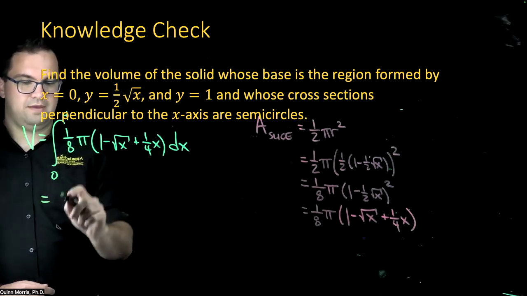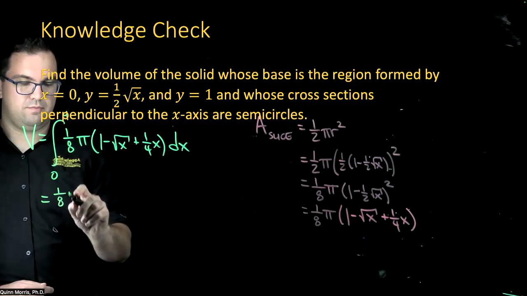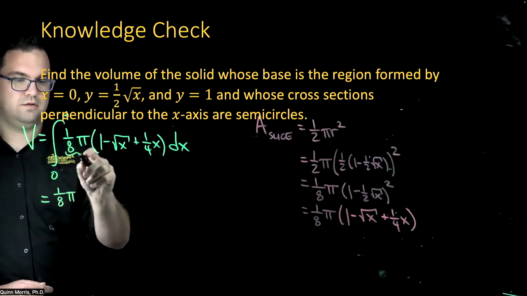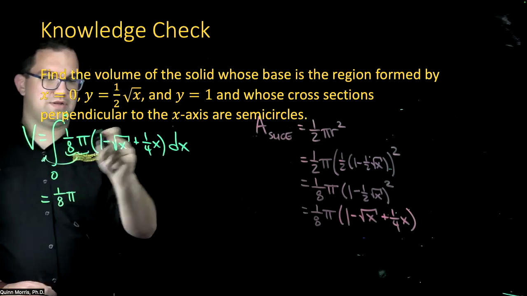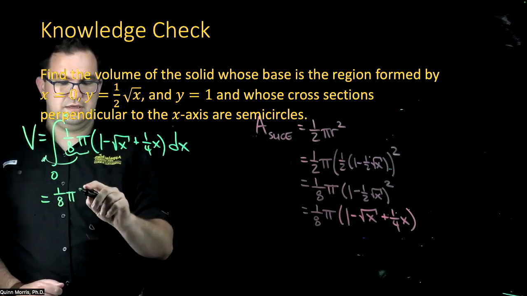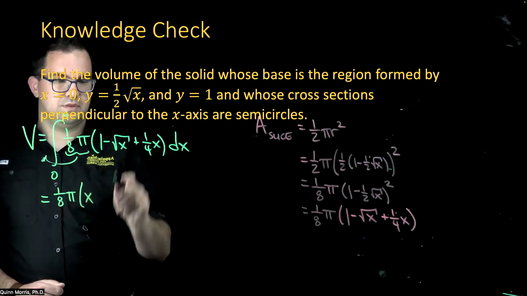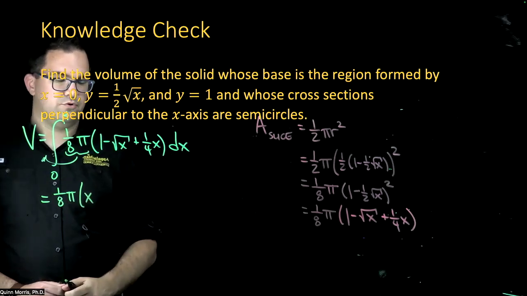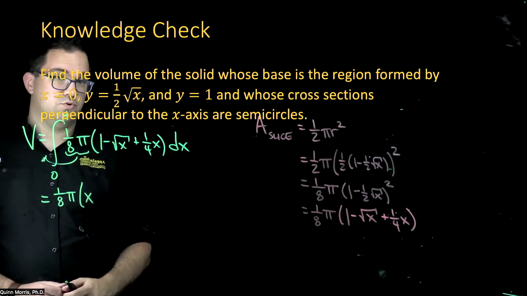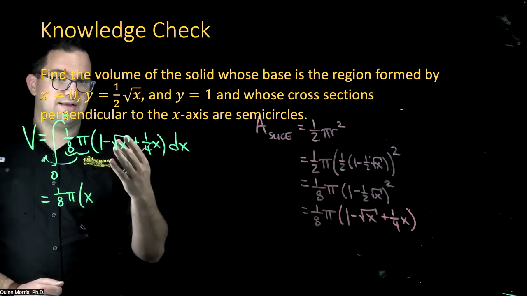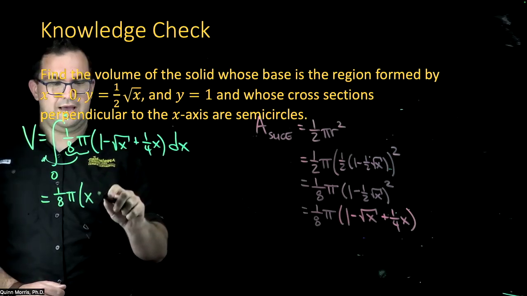And so what will that be? Well, we can pull out a 1/8 pi. That's just a constant we can pull outside of our integral. And now we'll take the antiderivative of the rest of this. So the antiderivative of 1 is just x. The antiderivative of square root of x, well, that's really x to the 1/2. I increase the power, x to the 3/2, and divide by 3/2.